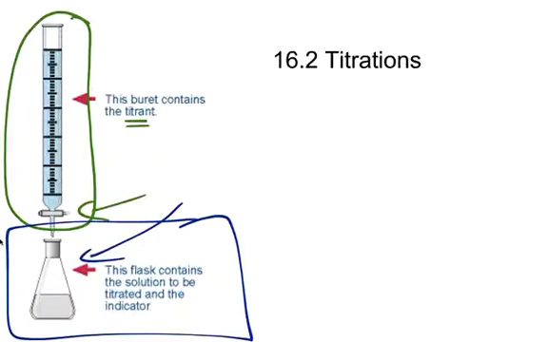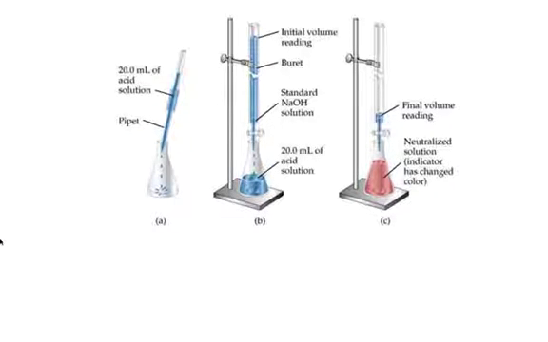And we have a flask. Typically we use Erlenmeyer flasks to do titrations in so that we can mix the solution here. The flask contains the solution that's titrated, and also contains the indicator. So maybe a little bit better image here.